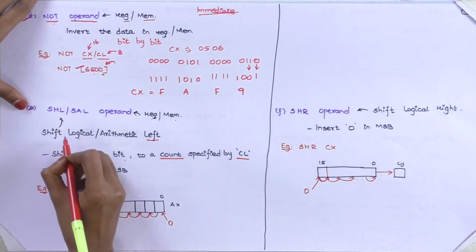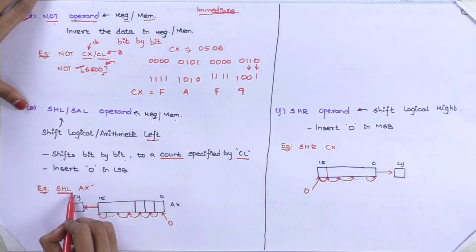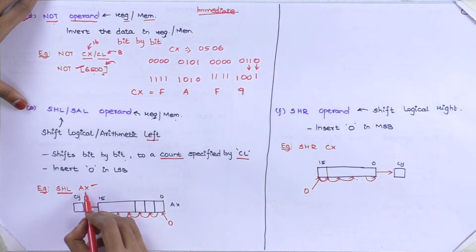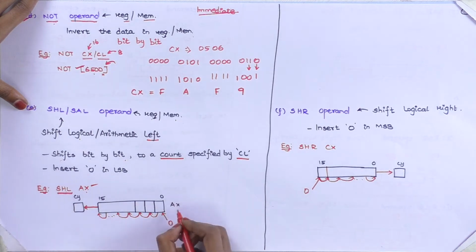Once you have mentioned the shift instruction in a program, it will look into the CL register. How many values have been stored there? According to that value, the shift operation will take place. If 4 resides in the CL register, then the shifting will happen 4 bits or 4 times, whatever it may be. We will see an example for it. First, I have mentioned SHL, shift logical left, AX. It is supposed to shift the value in the AX register towards the left logically. We will see it now.